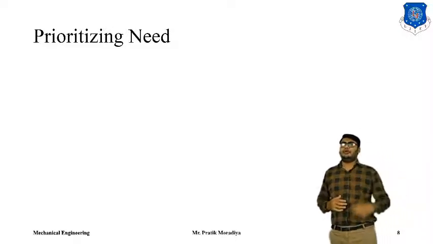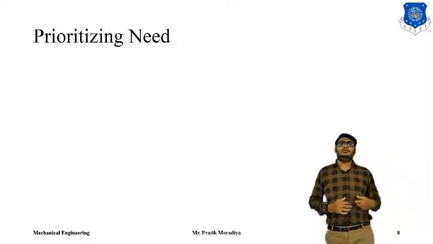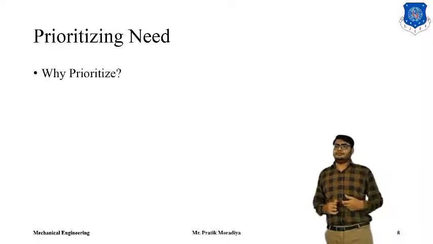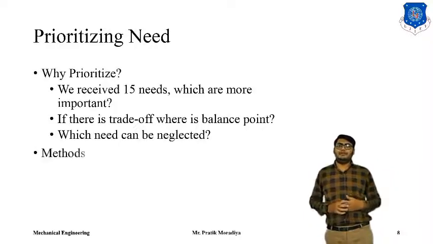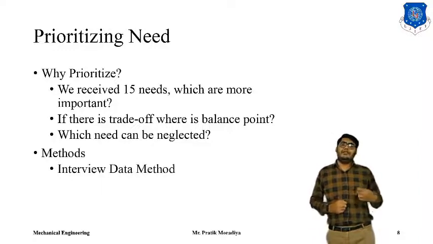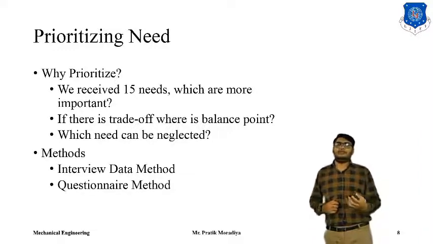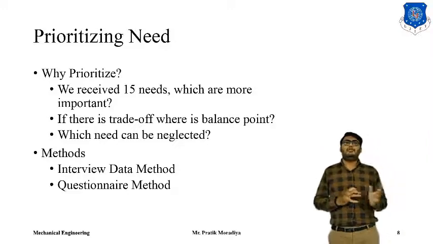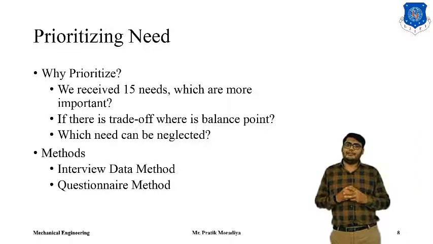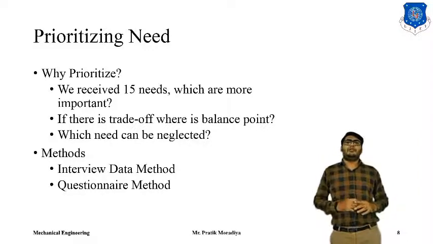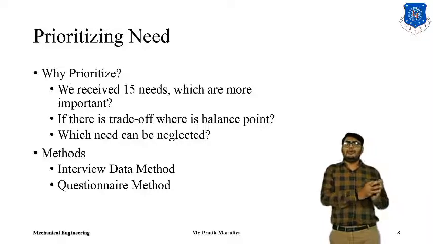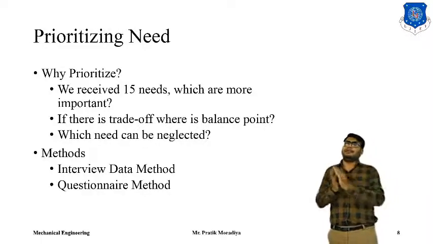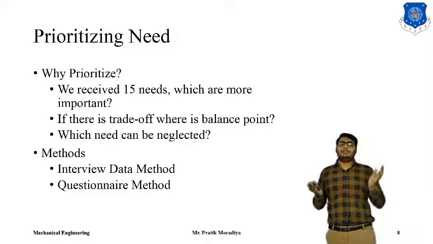Now once we have different groups of needs, we need to prioritize our needs. Why should we prioritize? Because if we receive 15 needs, we cannot satisfy all 15, or we cannot satisfy all 15 equally. So we need to make a trade-off, or find a balance point between those needs. Suppose you are developing a product: each product will have a need of high quality and each product will have a need of low cost. But you cannot provide a low cost, high quality product. So you have to make a balance.